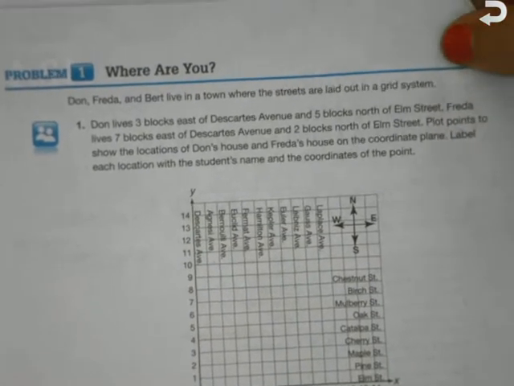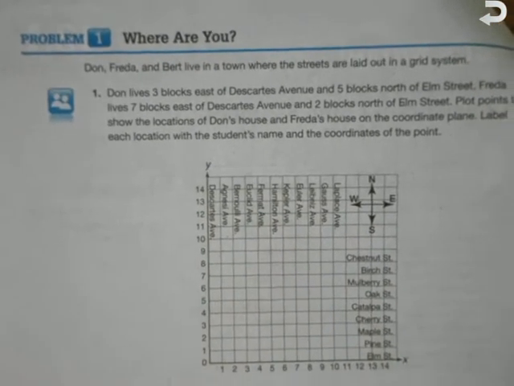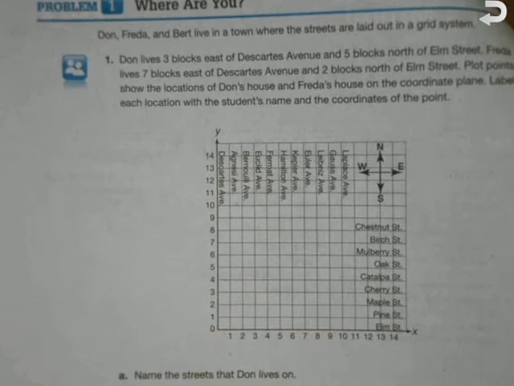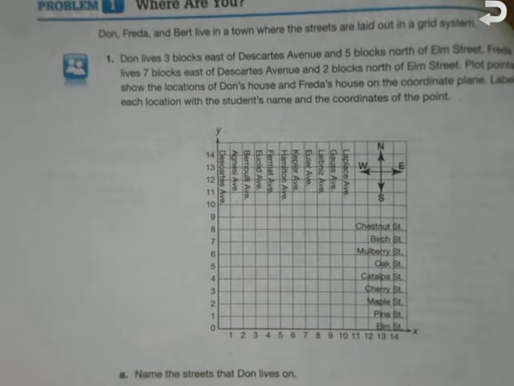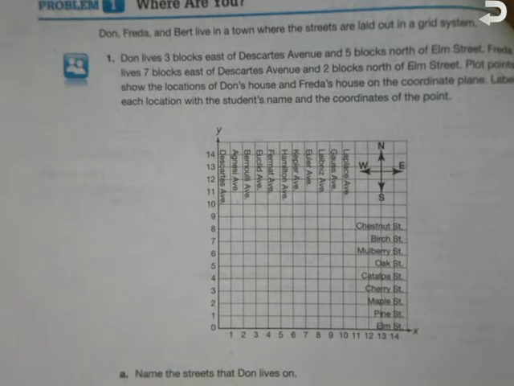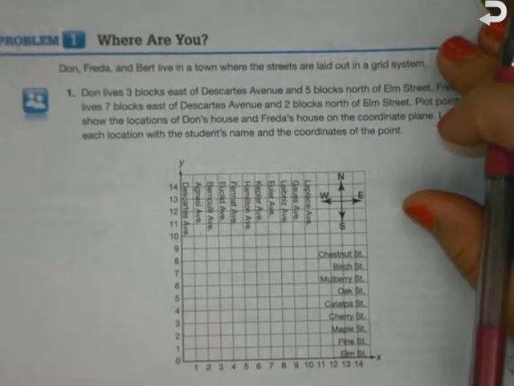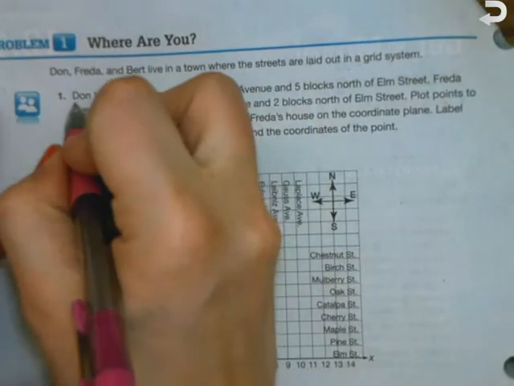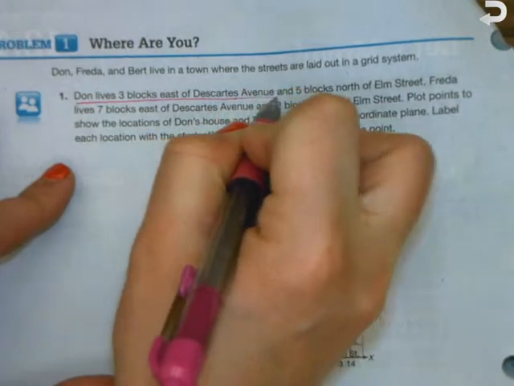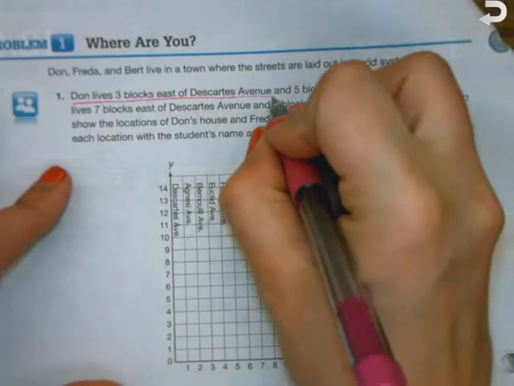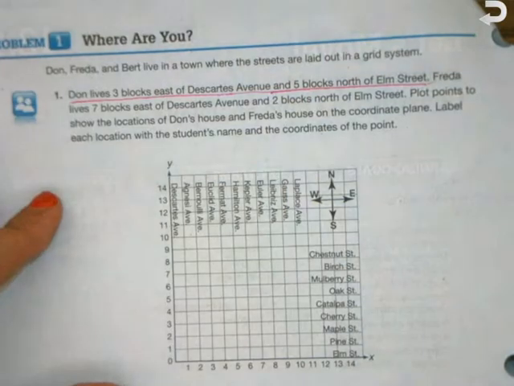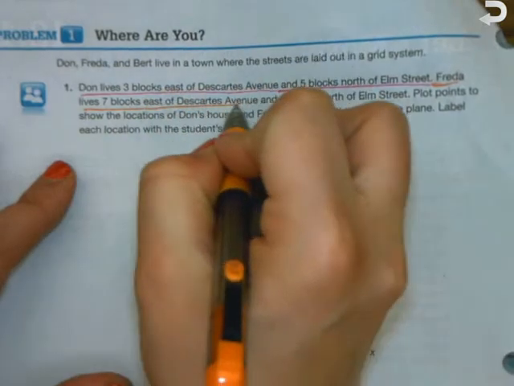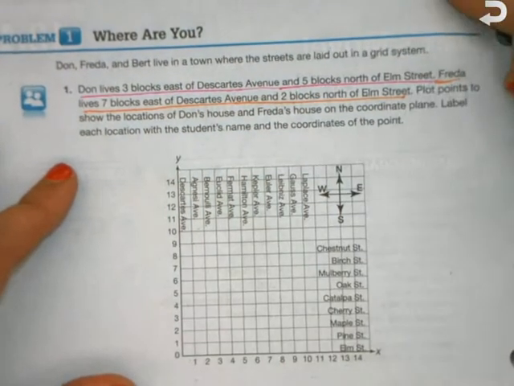Dawn, Frida, and Bert live in a town where the streets are laid out in a grid system. That's actually very, very close to real life. If you guys have ever noticed, all of our streets kind of look like a grid, right? They're all either running north and south or east and west. Dawn lives 3 blocks east of Descartes Avenue. So I'm going to underline Dawn in pink. Dawn lives 3 blocks east of Descartes Avenue and 5 blocks north of Elm Street. Frida lives 7 blocks east of Descartes Avenue and 2 blocks north of Elm Street.